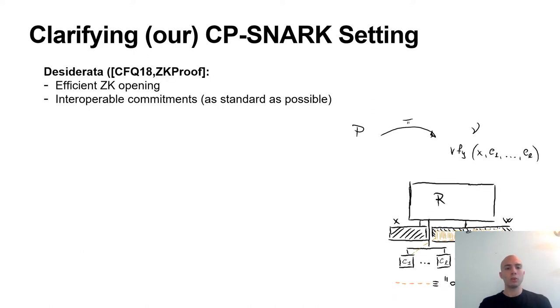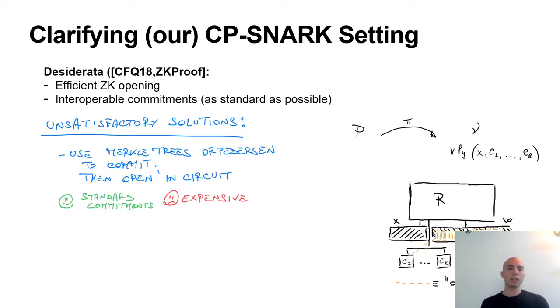In particular, we want this augmented relation, this R plus opening, to be efficiently provable and verifiable. And then we want these commitments to be interoperable and as standard as possible. We want them to be interoperable among proof systems, and standard in the sense that they should be Pedersen commitments over classic curves, or Merkle trees and so on. There are unsatisfactory solutions that one can straightforwardly come up with. For example, use a Merkle tree or Pedersen inside the relation R and then open that in the circuit. This achieves the standard property, but it can be expensive. You need to do all this in the encoding of the relation.